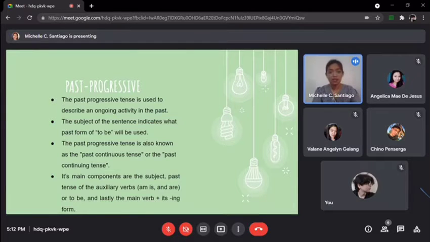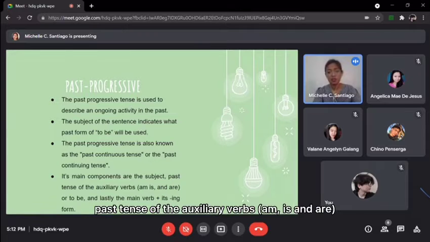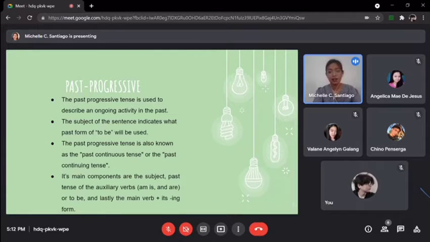The past progressive tense is also known as the past continuous tense or the past continuing tense. Its main components are the subject, the past tense of the auxiliary verb to be, which is am, is, and are, and lastly, the main verb plus its ing form.